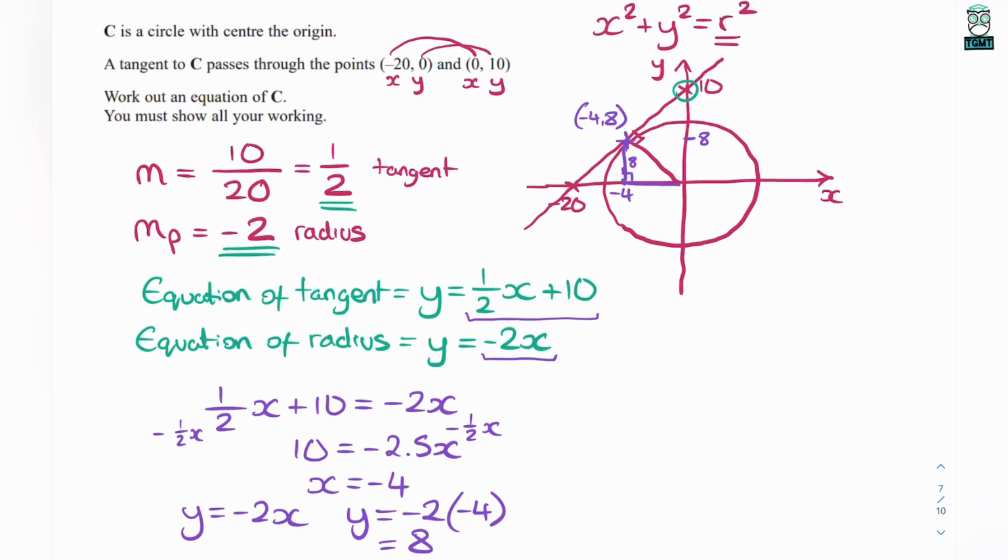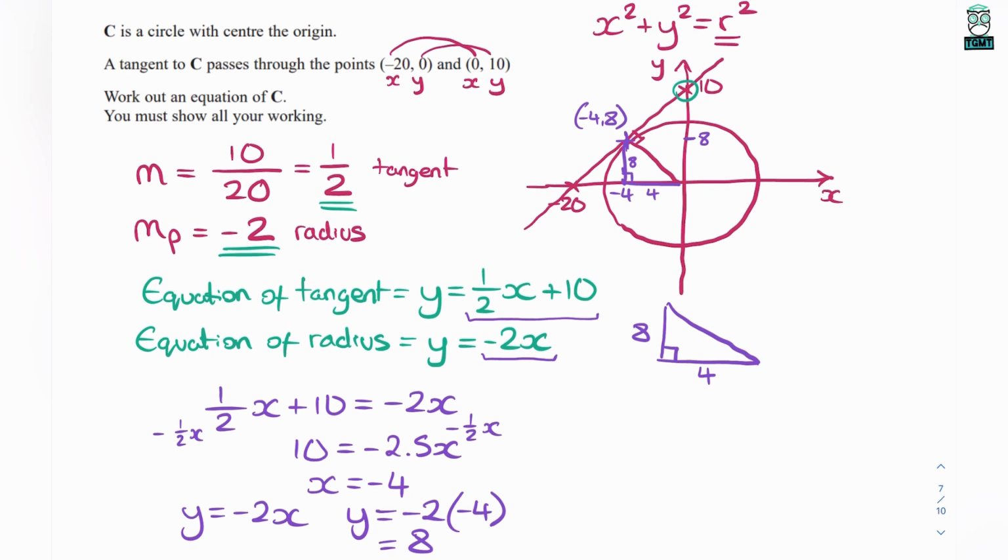And we have a run there. I know it goes across to negative 4, but that's a length of 4. So if we draw that triangle to the side, we have a triangle inside our circle that has a height of 8 and a base of 4. And we want to find the length of that radius.